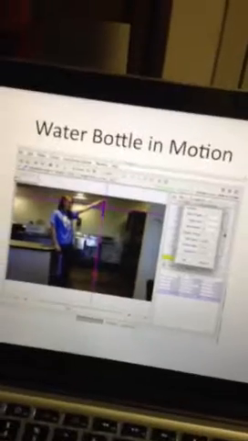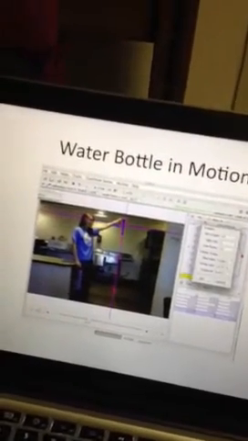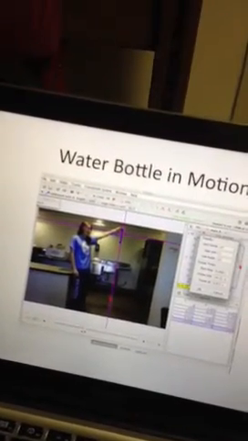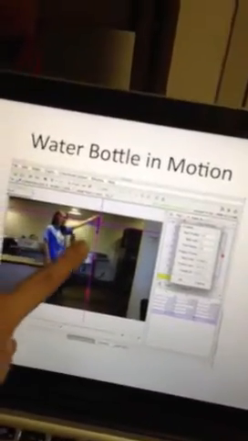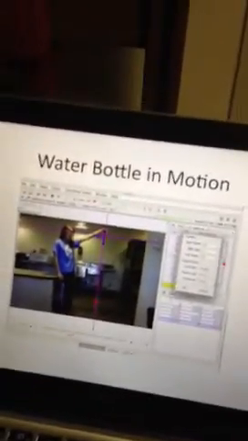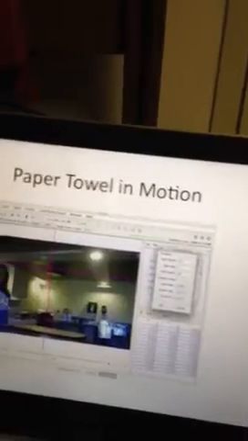It starts at frame 47 and ends at frame 52. It's 1.05 seconds, and I used Tracker to find the distance between each interval, and I used a calibration stick on the water bottle. And then I did the same thing with the paper towel, although it kind of floated around a little bit, but it still worked.